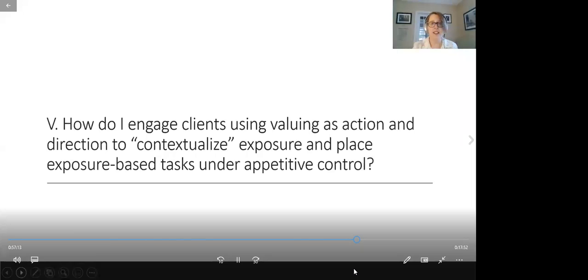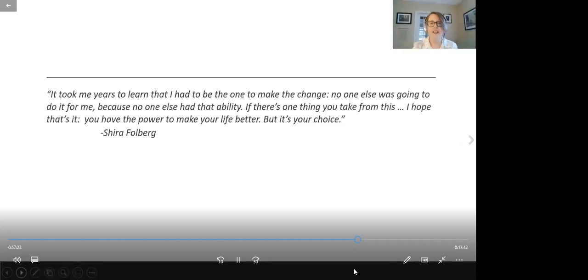All right. So coming into the home stretch here, we're going to talk about valued exposure, which is really neat. This is a quote from another young person that we've worked with, brilliant writer, and a young person with lived experience in OCD. And she says, it took me years to learn that I had to be the one to make the change. No one else was going to do it for me because no one else had that ability. If there's one thing you take from this, I hope that's it, that you have the power to make your life better, but it's your choice.